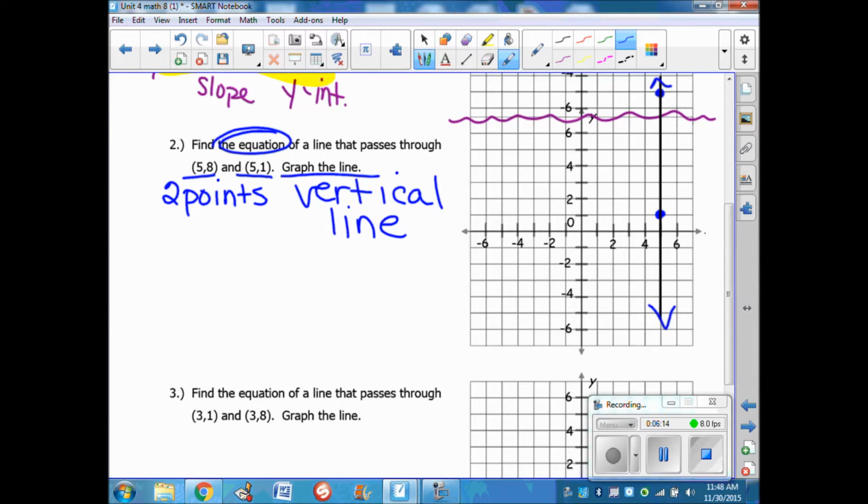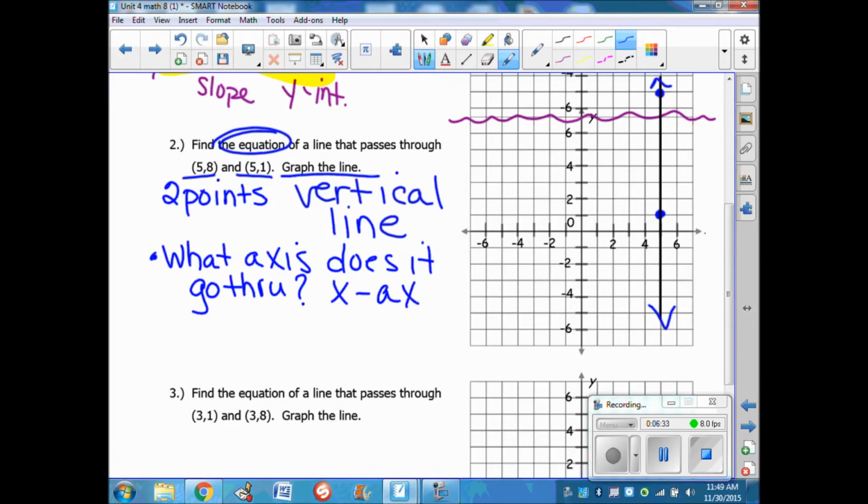What do we remember about a vertical line? What axis does it go through? And you should answer it goes through the x-axis. It doesn't have a y-intercept. Never touches the y-axis.